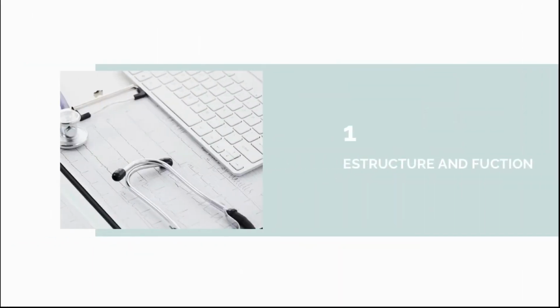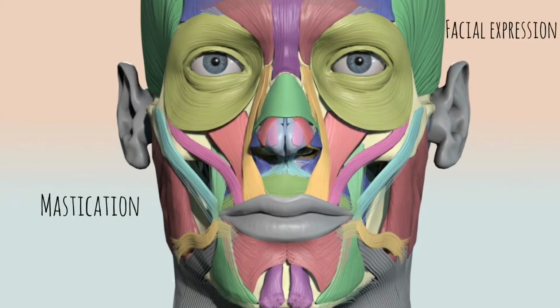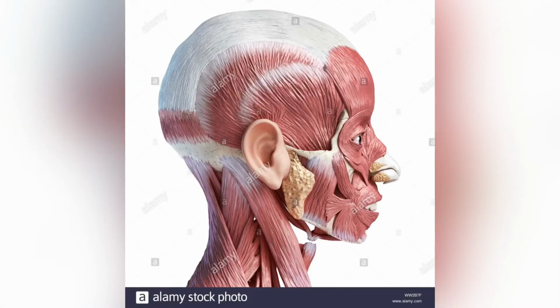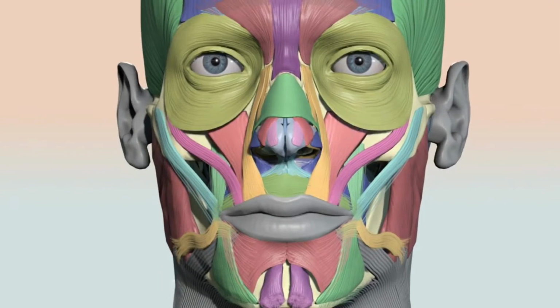Structure and function of the facial muscles. The facial muscles serve two major functions for the body: mastication and facial expression. So, the muscles of the face can be separated into two big groups: those for chewing and those used for facial expressions. Our facial musculature is the one that generates facial gestures.